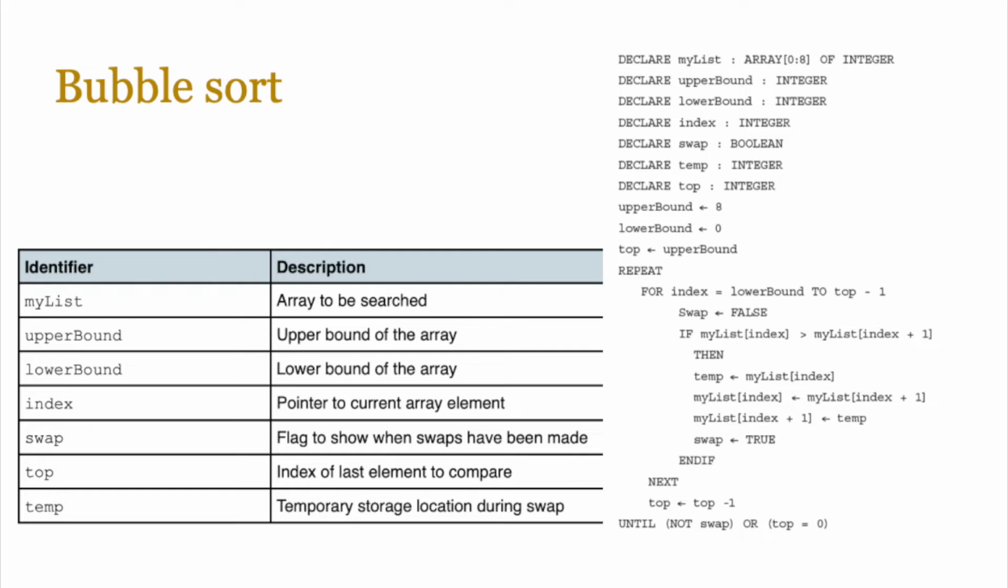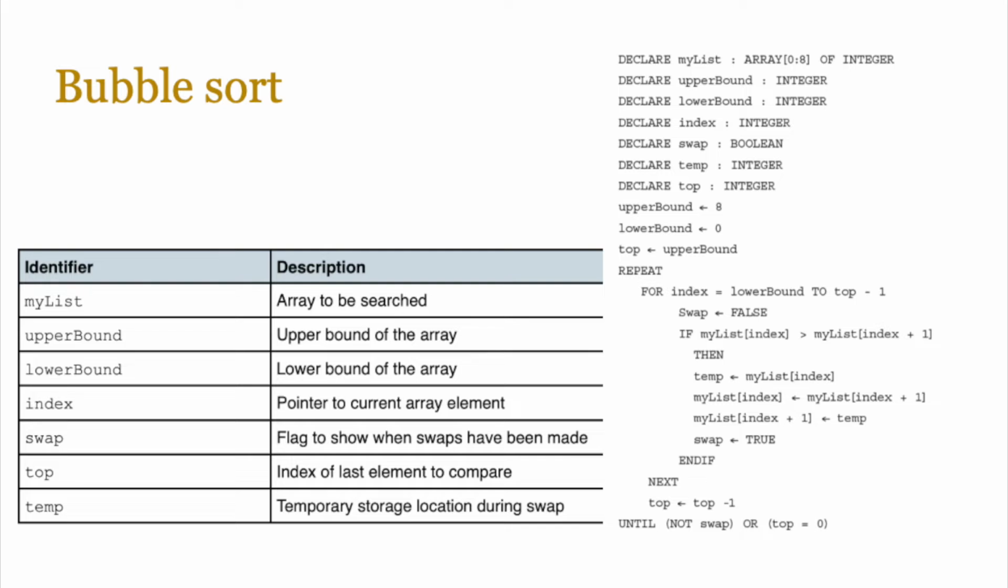So that means not swap, or the top equals 0. So that means that top, which begins with the upper bound 8, is reduced to the lower bound 0. So that means we've compared everything and there's nothing more left to compare. We start with a for loop and we start the index from the lower bound, which is 0, to top minus 1 because we don't want the final value to be compared to the value next to it. You'll see what I mean in a moment.